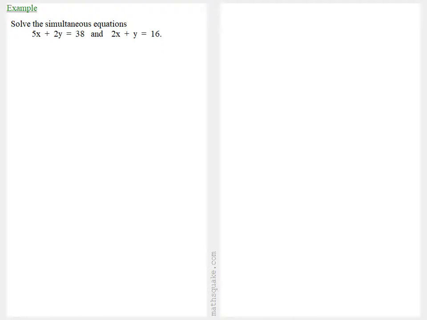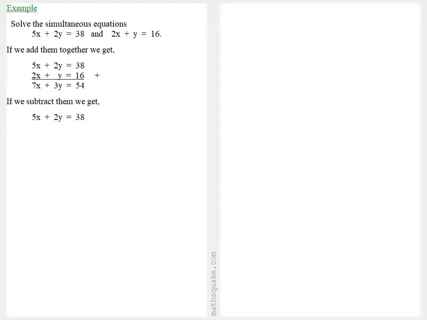Now let's have a look at a slightly harder example. Suppose we want to solve the simultaneous equations 5x plus 2y equals 38 and 2x plus y equals 16. If we add them together, we get 7x plus 3y equals 54. If we subtract them, we get 3x plus y equals 22. Now in neither of those cases does it help us find the value of x or find the value of y.